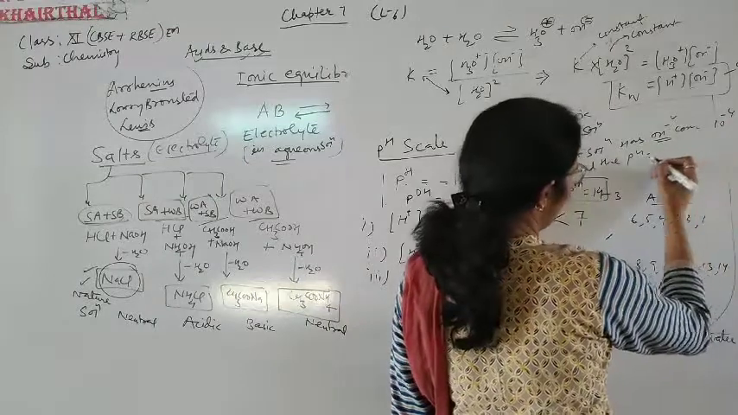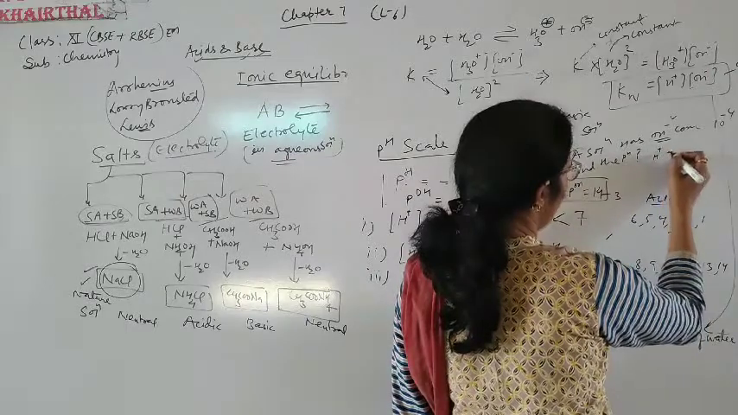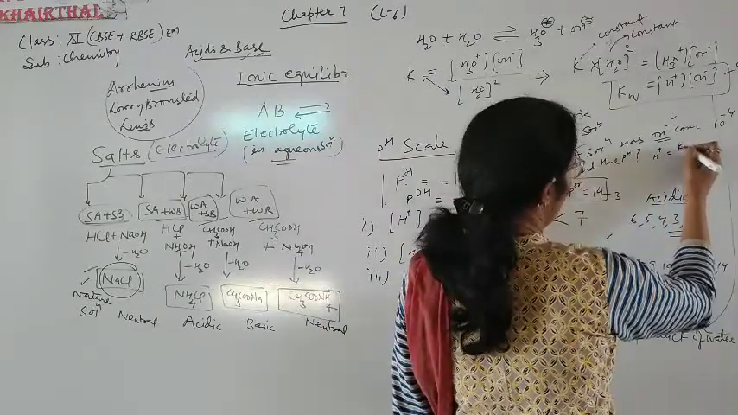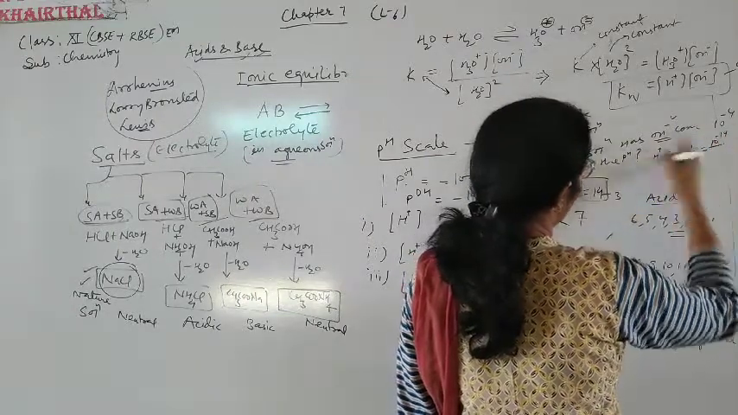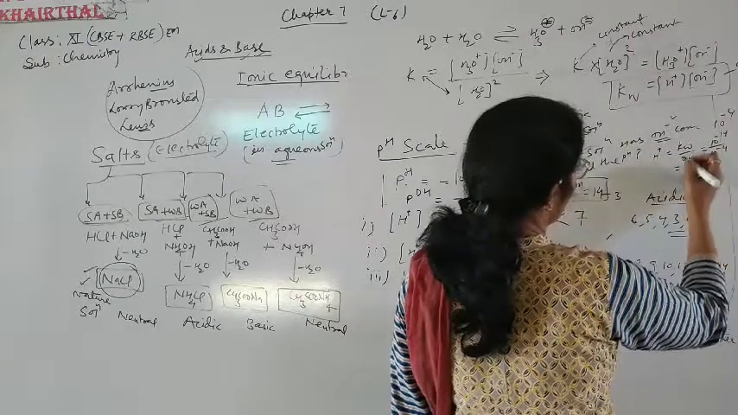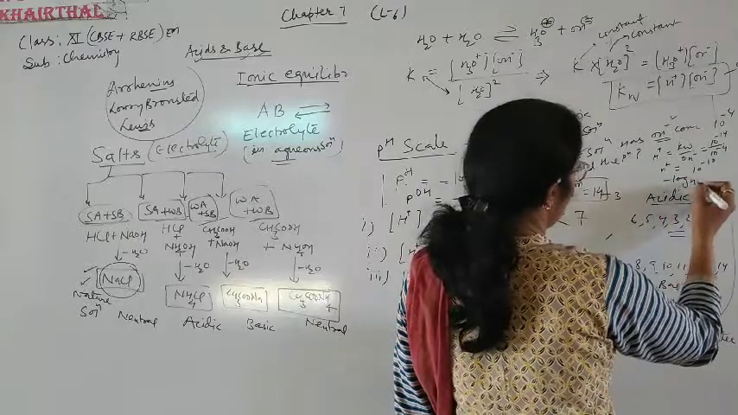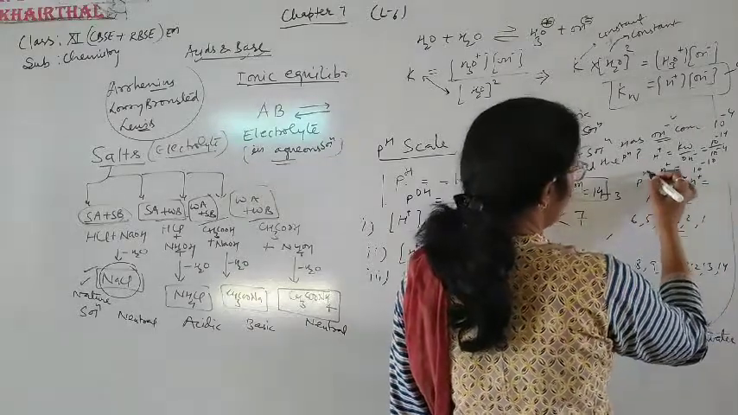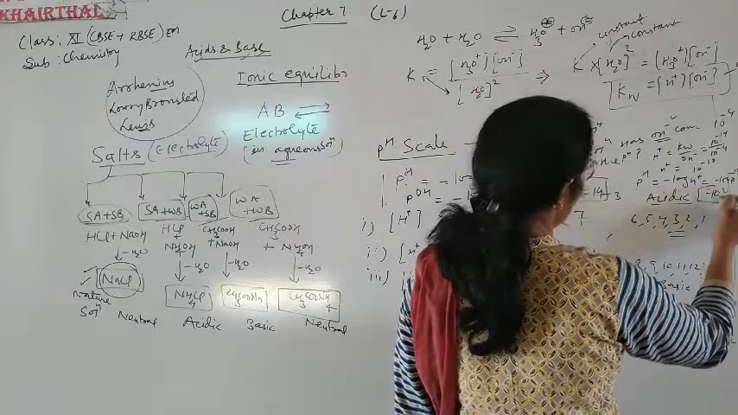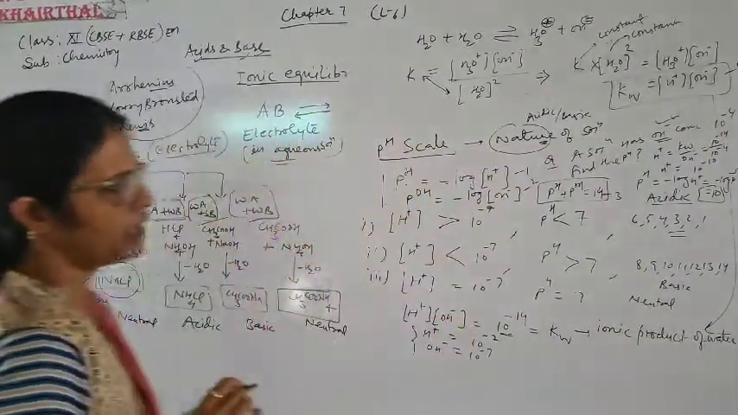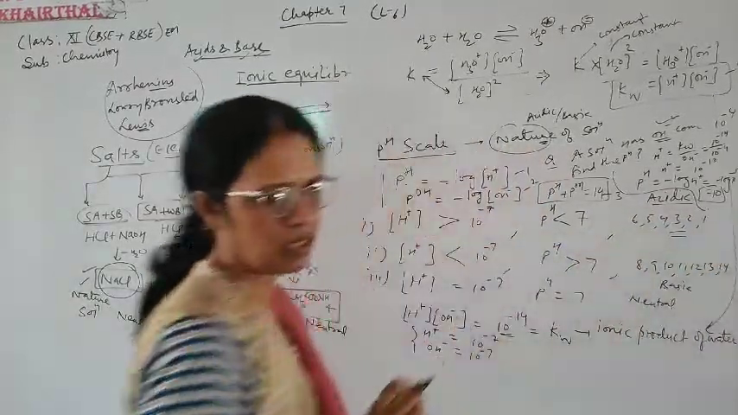In this question, we have to find out the pH. So first of all we will find out H+. H+ is Kw upon OH-. Kw is 10 raised to power minus 14. OH- is 10 raised to power minus 4. So therefore H+ is 10 raised to power minus 10. That's why minus log H+ is equal to pH, and that will be equal to minus log 10 raised to power minus 10, means pH will be 10. Clear? So you have to solve questions like this. Thank you.